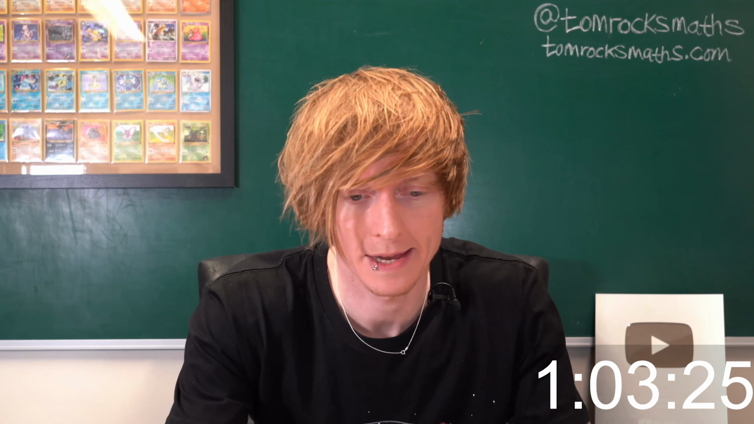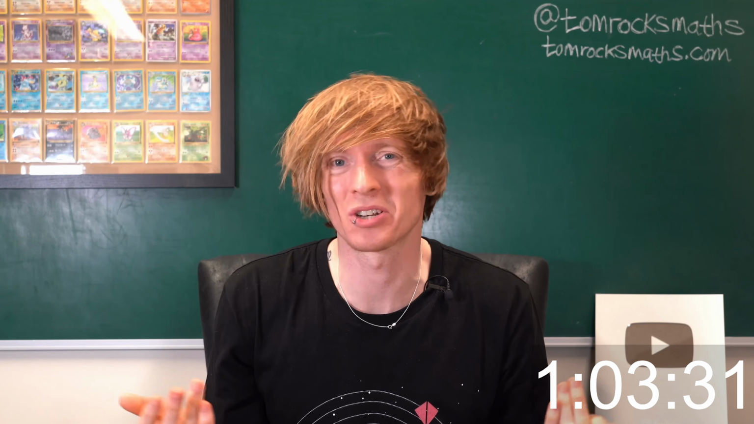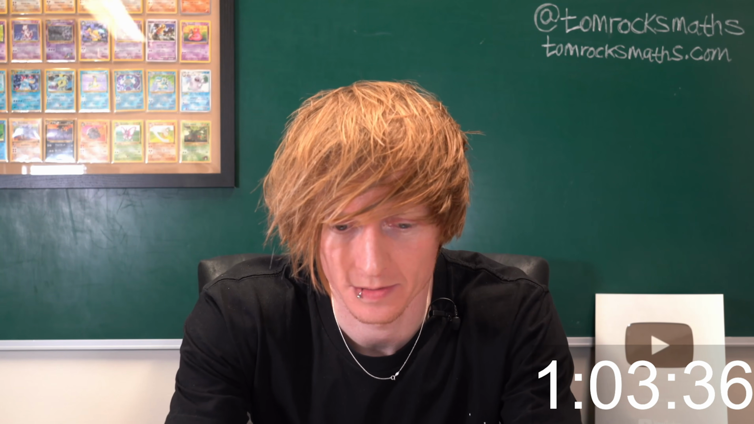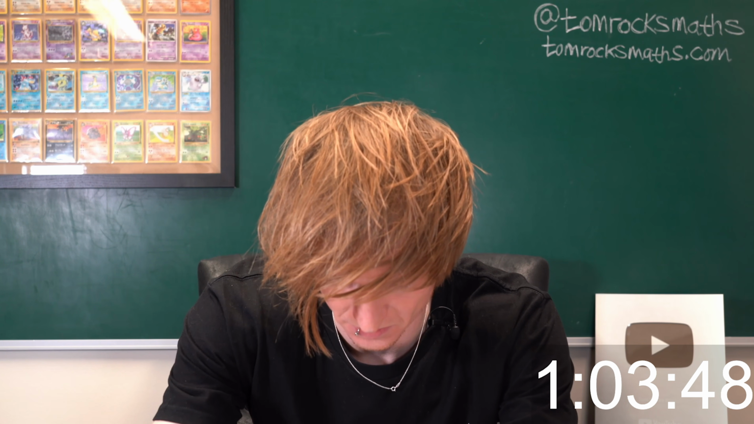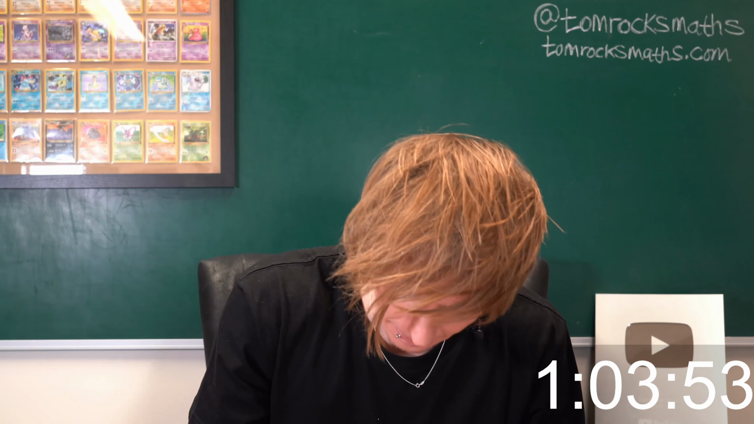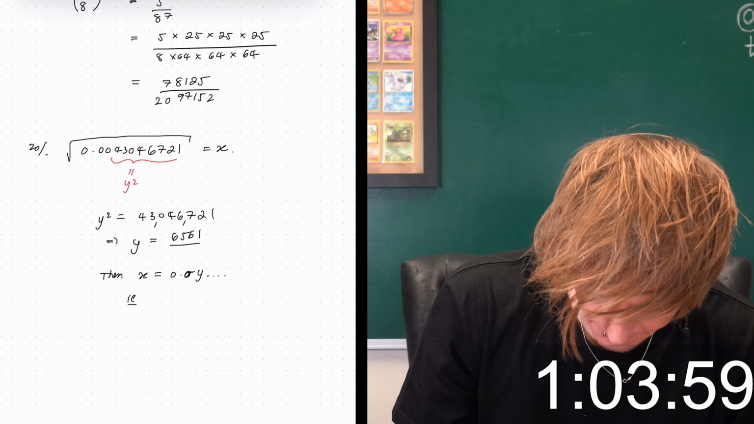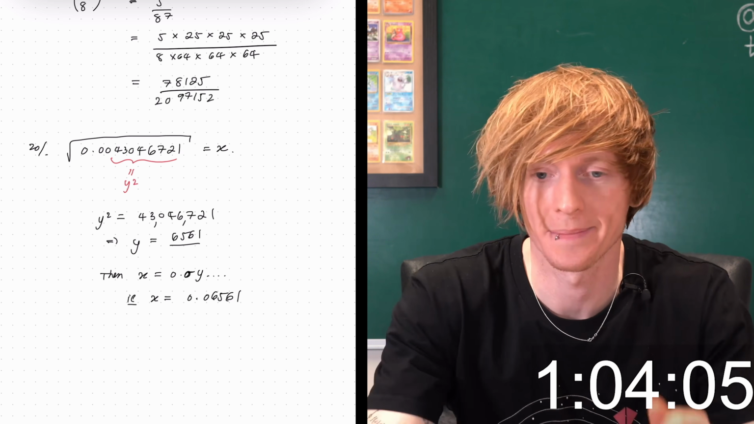So let's square root y as I've written it. Again, I could probably try and guess it if I really had to, but it's already been a drag. So let's just square root this number. So square root of 4,430,46,721. Right, square that, 6561. 6561. So I think x is equal to 0.06561. Now I'm going to check that.